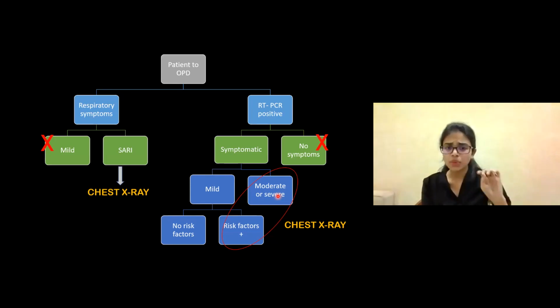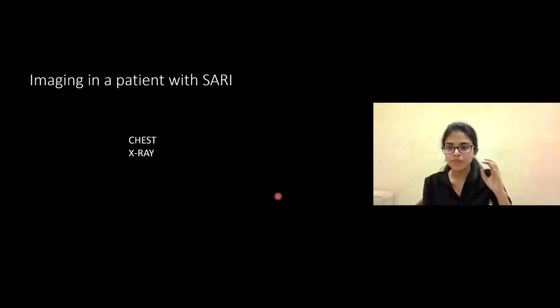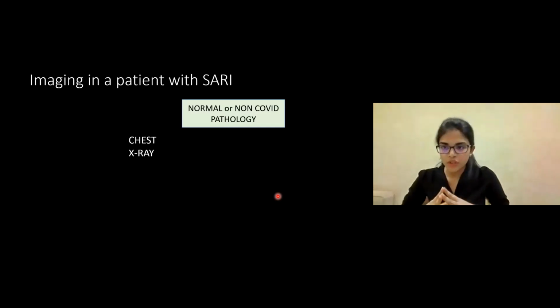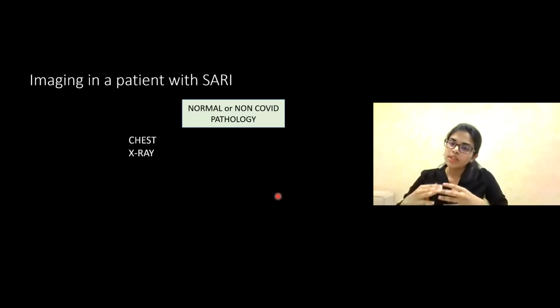So in a patient with SARI, the chest X-ray might show you some finding. It could be either normal or it can show you some non-COVID pathology. Like for example, it can show you some massive pleural effusion or pneumothorax. So in that case, you have to do the appropriate clinical management for that case. If it is normal, again, you evaluate for some other findings in that patient.